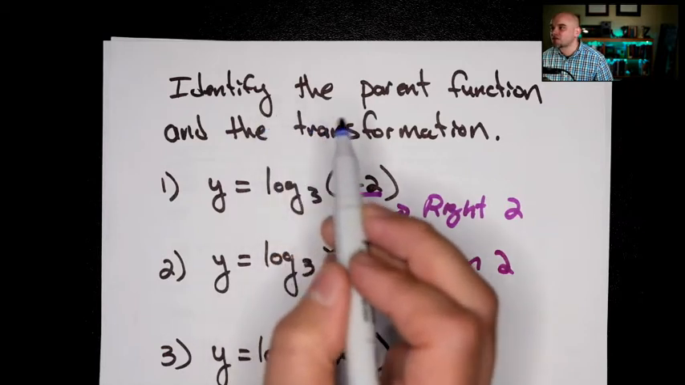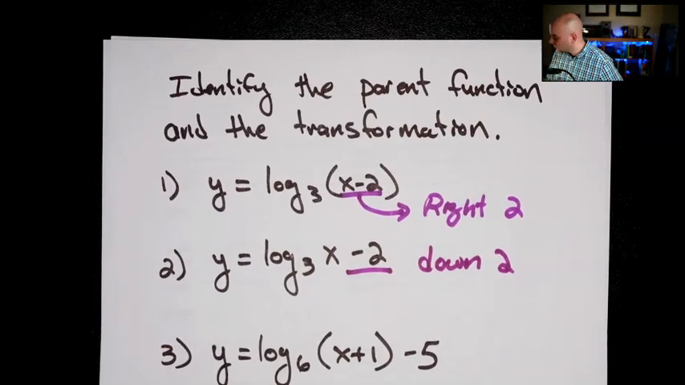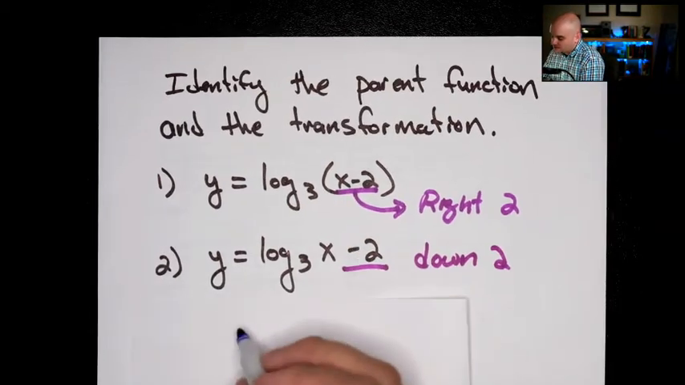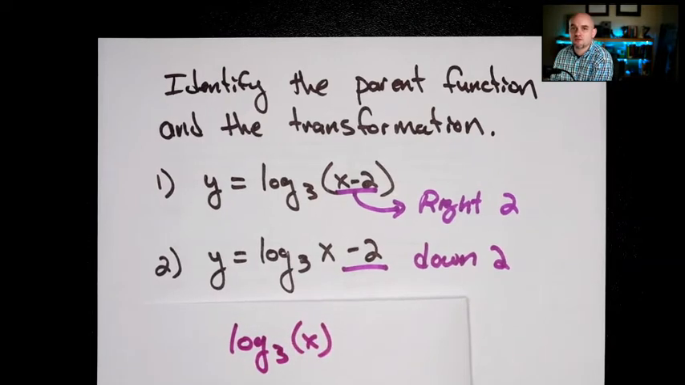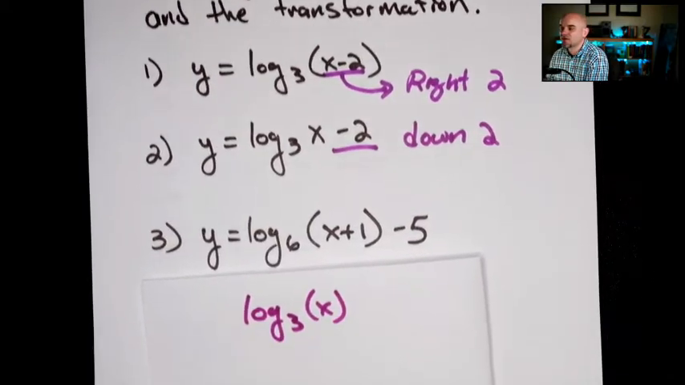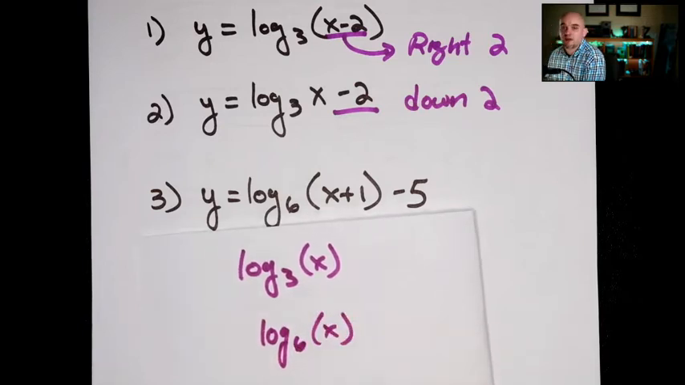Notice the directions also said to identify the parent function. Now logarithms, unlike something like x squared where this is the parent function, have a lot of different parent functions, and it all depends on what the base is. So log base 3 of x is the parent function for these. The next one is log base 6. Log base 6 is a totally different parent function from log base 3. They're not transformations of one another. They've got their own parent functions. So there's an infinite amount of logarithm parent functions, and it all depends on the base.